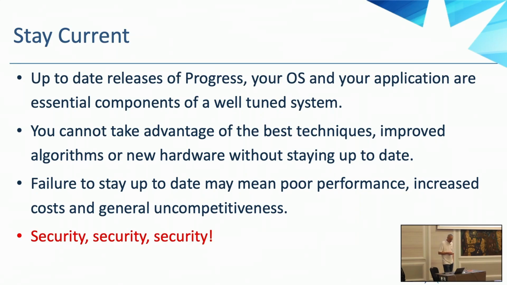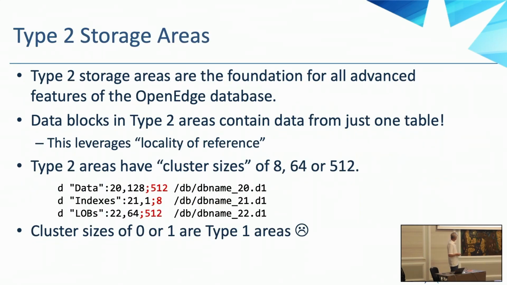The next tip is type 2 storage areas. Is anybody not running type 2 storage areas? Can I retire this tip? Anybody want to volunteer and say I'm only type 1? Okay, good, excellent. But anyway, just in case, type 2 storage areas are the foundation of all the modern features of the database. Every new thing that Progress releases, every cool feature, pretty much requires type 2 storage areas.